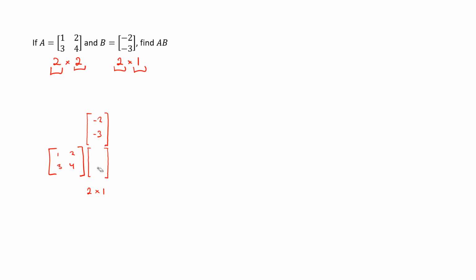Now the question is, how do we figure out what goes in each of these entries? I'm going to write the actual answer off to the side here, because we're going to do it in a couple of steps.